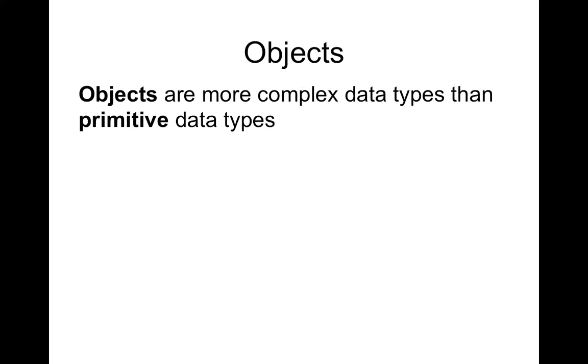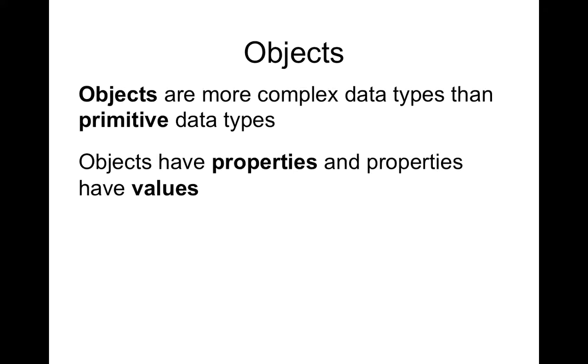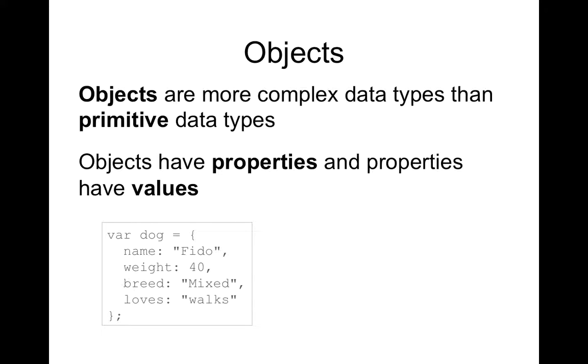This week we're going to look at objects. Objects are a more complex data type than what we've seen before with numbers and booleans because they can actually have multiple values. We call these values properties, and the properties themselves have values. So, for example, this dog object has 4 properties: name, weight, breed, and what it loves to do.